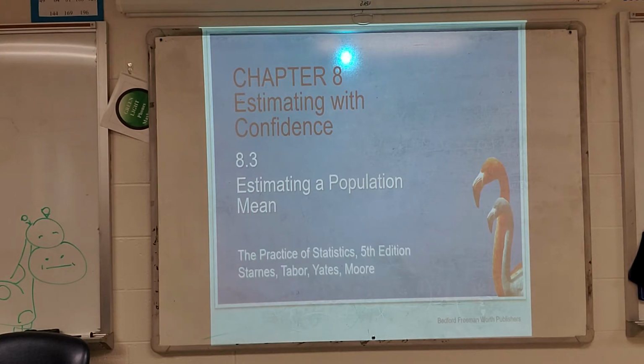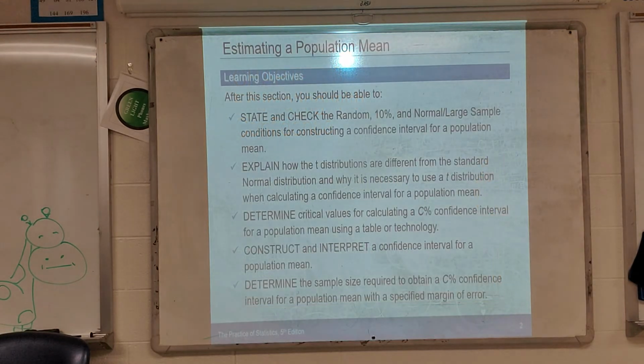All right. So, estimating a population mean. Our objectives for this lesson. After this section, we should be able to state and check the random, 10%, and normal or large sample conditions for constructing a confidence interval for a population mean. Okay? The random thing still applies here. It's the same as it was with proportions. The 10% rule condition still applies here. It's the same as it was with proportions.